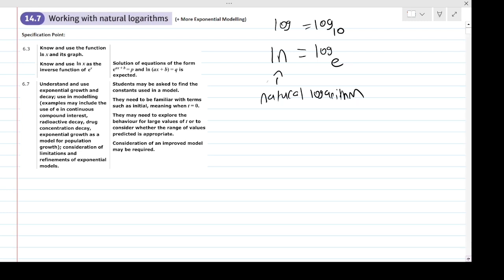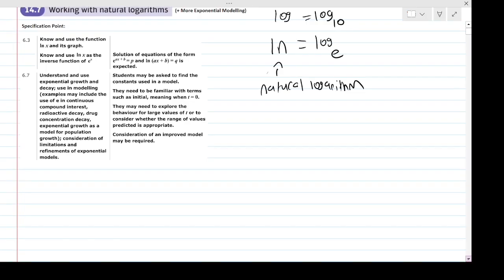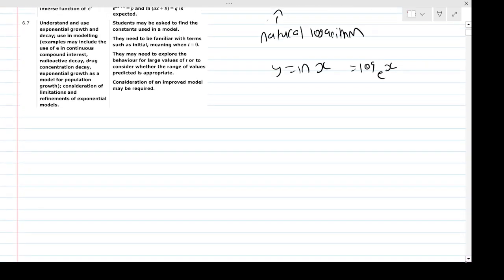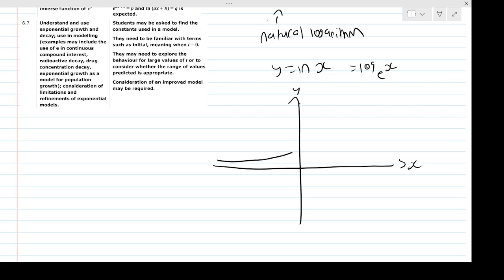And actually what we also need to do is to be able to sketch ln. So what is ln? ln of x, right? And again, alternatively, that's log base e of x. So we need to be able to sketch a log graph as well, particularly ln x. Okay, so how are we going to do that? Well, recall that e to the x looks like this, right?